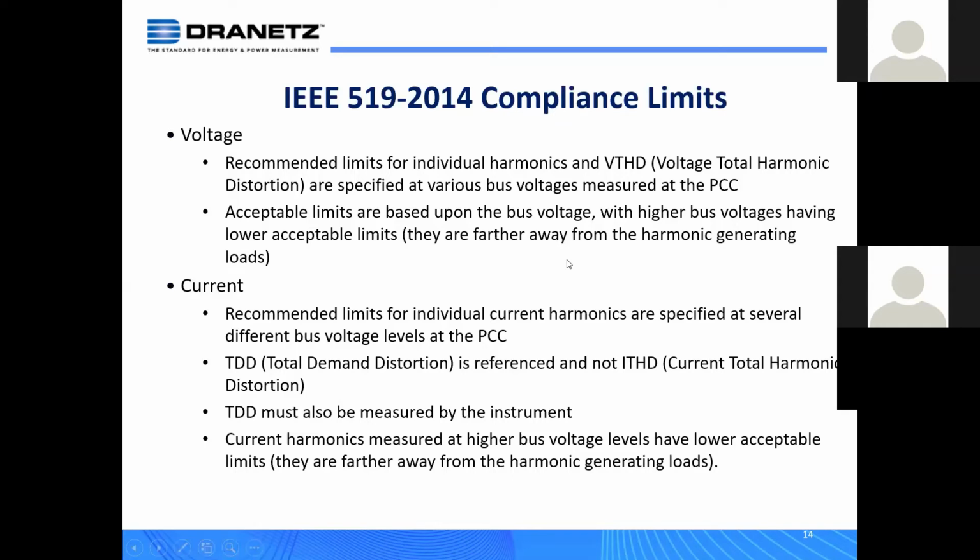So how do we define the compliance limits for 519 2014? It's split between voltage and current. The voltage is the recommended limits for individual harmonics, and VTHD, again, that voltage total harmonic distortion, specified at various bus voltages measured at the point of common coupling.